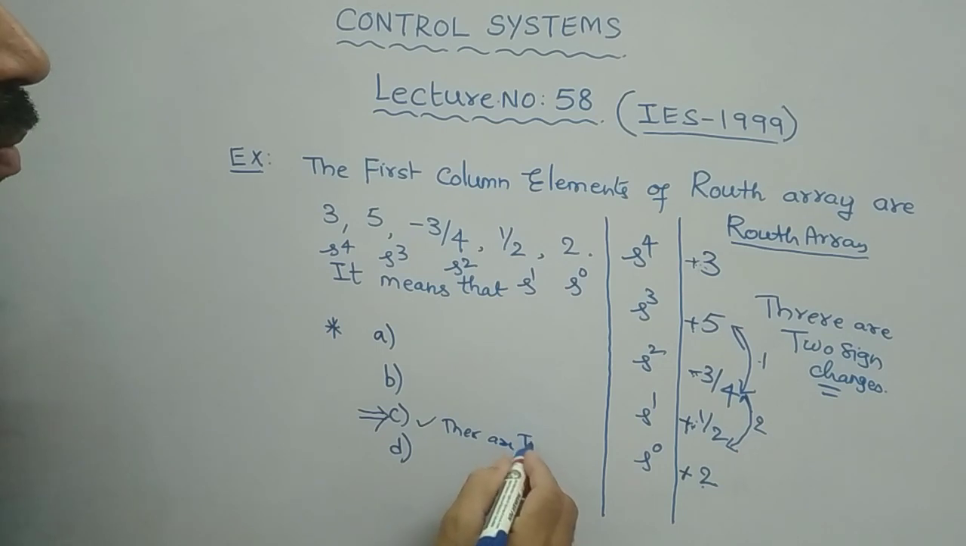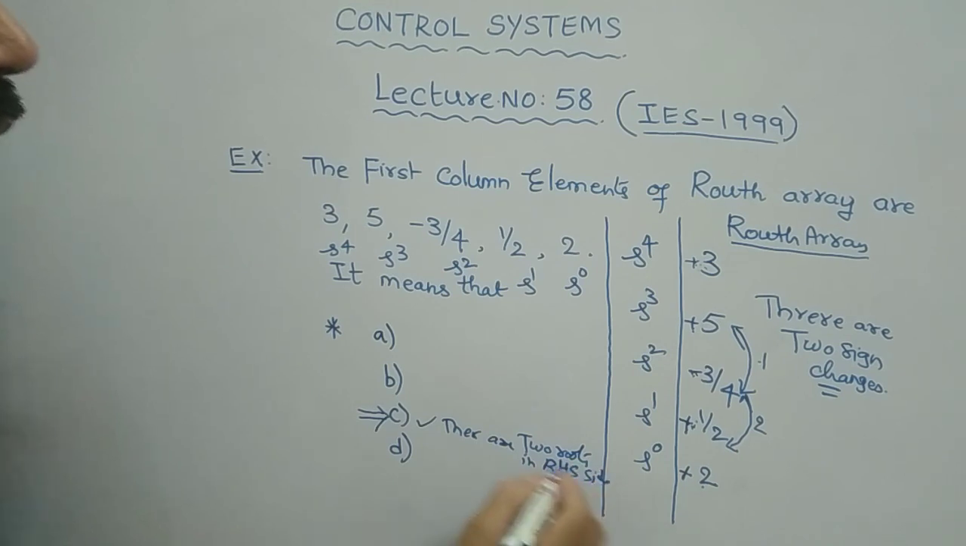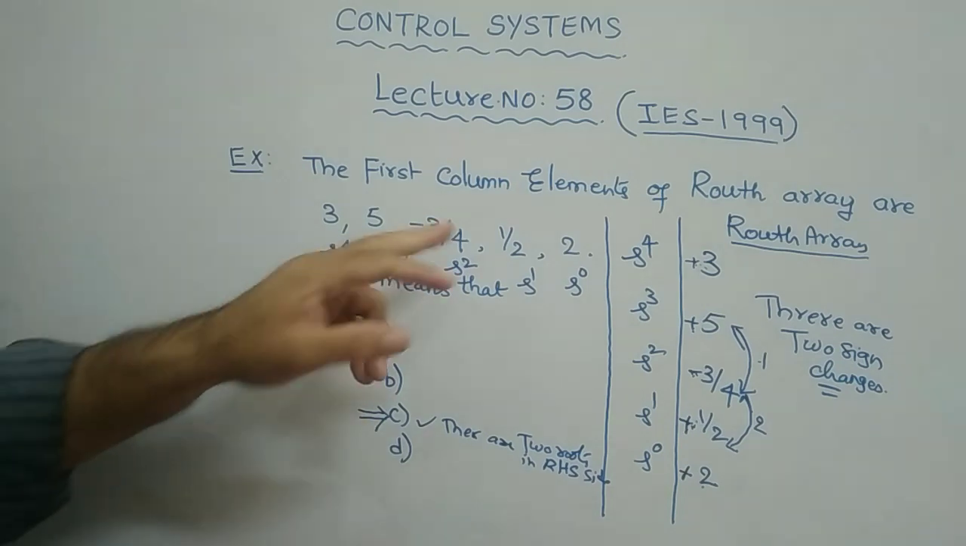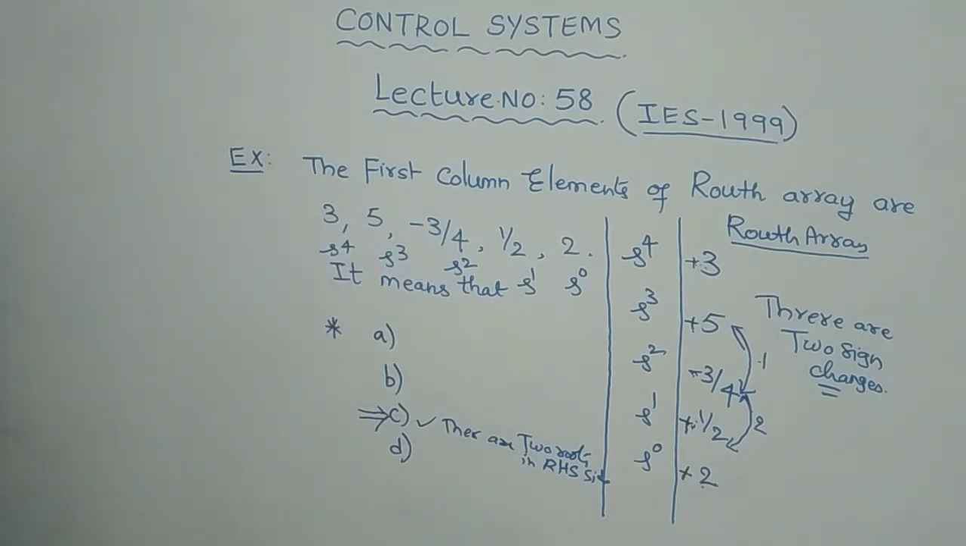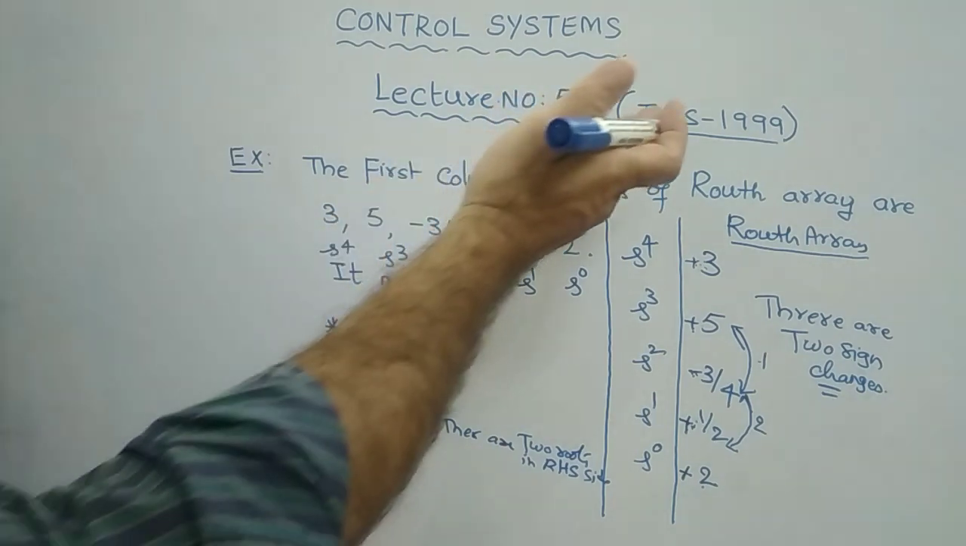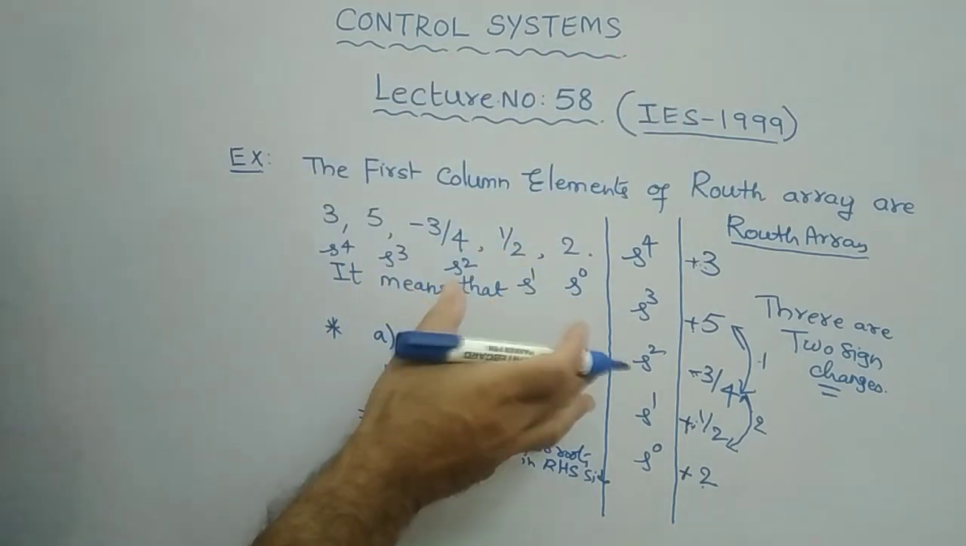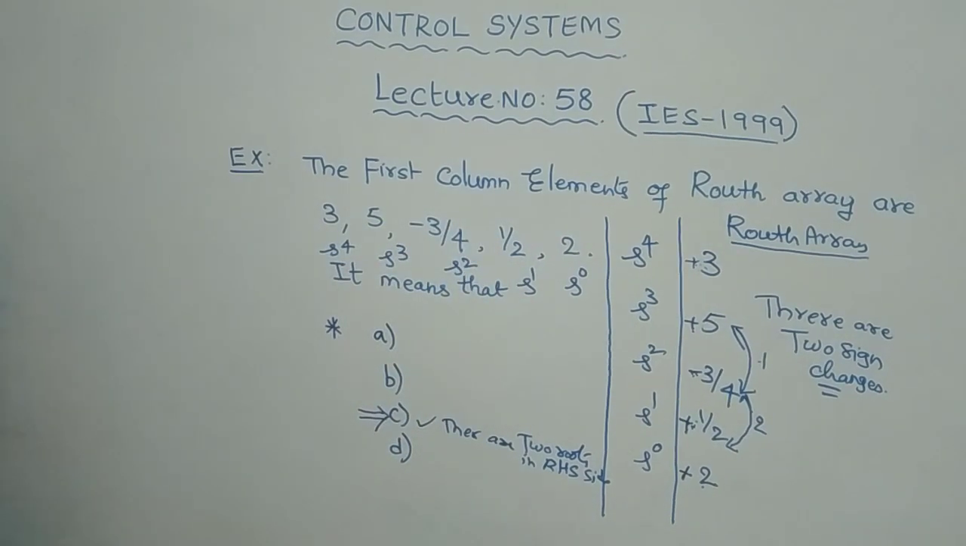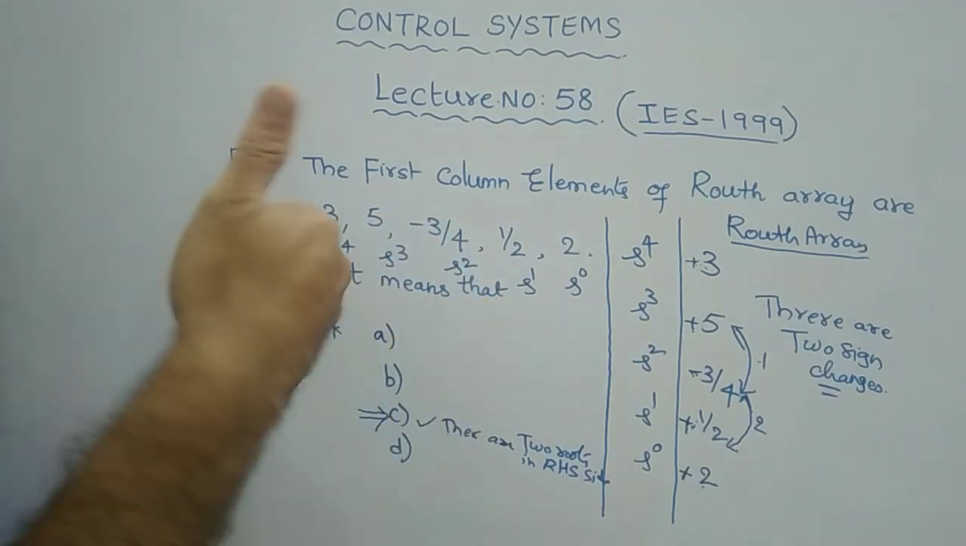There are 2 roots. This is your option C. There are 2 roots in the right side of the S-plane, or RH side. No problem. That is the answer. Option C is the correct answer for this question. Clear? Likewise, these types of questions will be expected. This was already asked in the IAS examination, and similar can be expected in your GATE examinations also. I think you understood this problem, right? So this is how we have to comment on that.